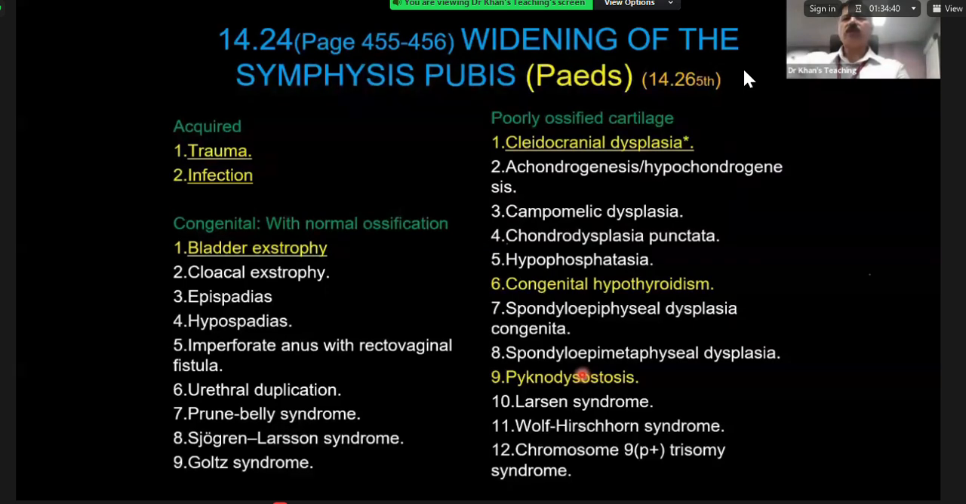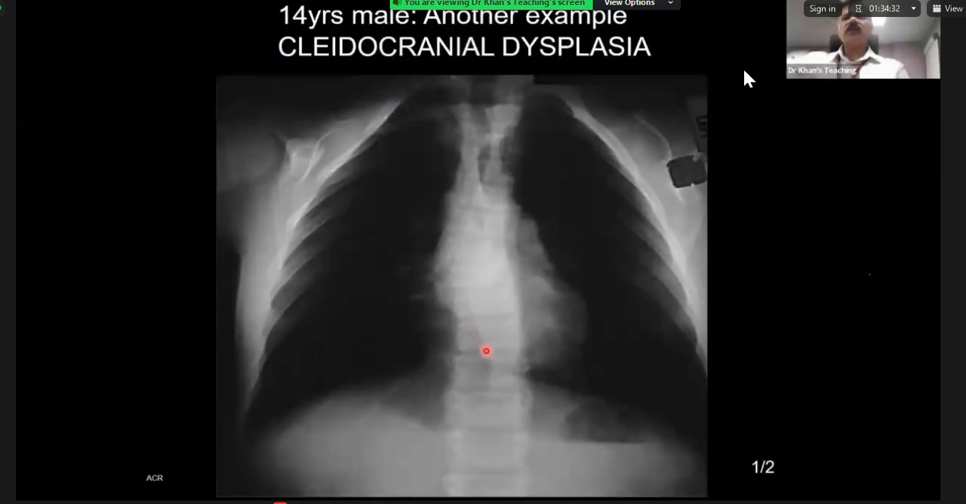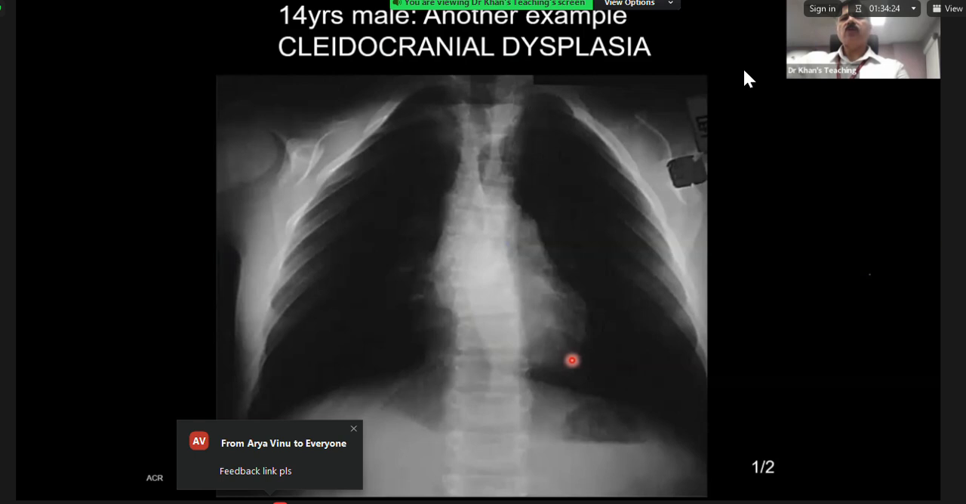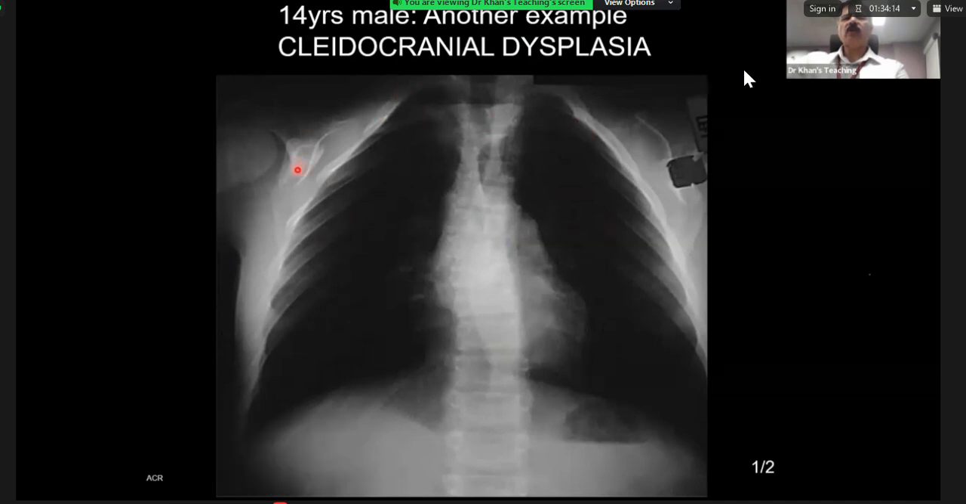The membranous ossification of bone is deficient. So that is the difference. Now, this is another example where it's a 14-year-old, but if you get this film, you start describing things, but then you understand that there is no clavicle. Clavicles are missing. Look at the glenoid, and the glenoid is sort of small.